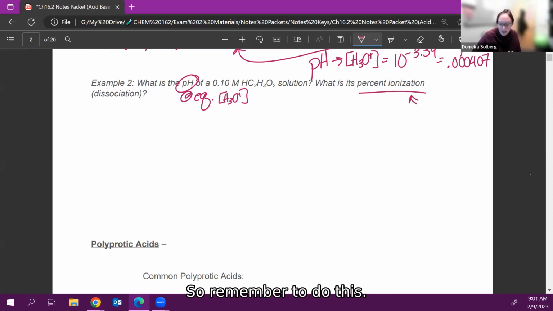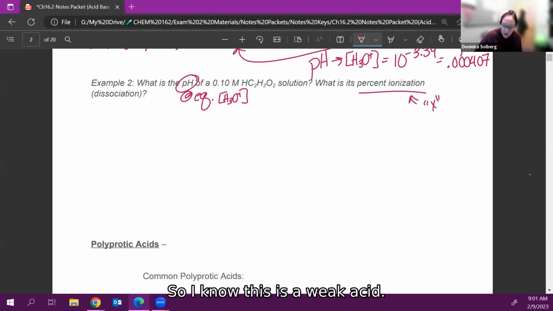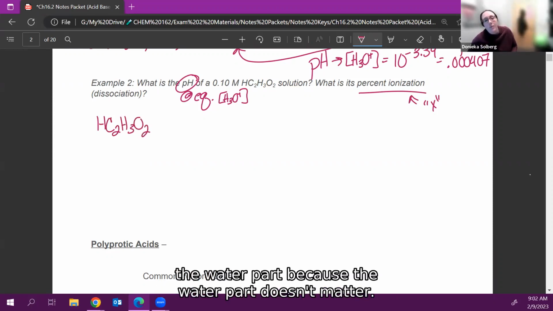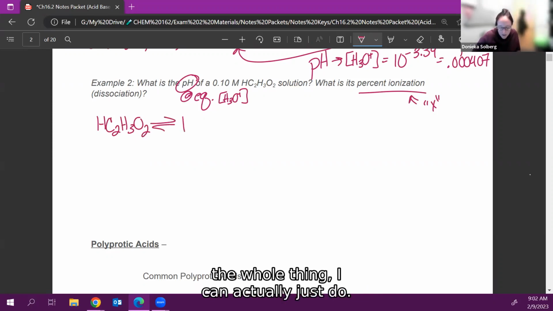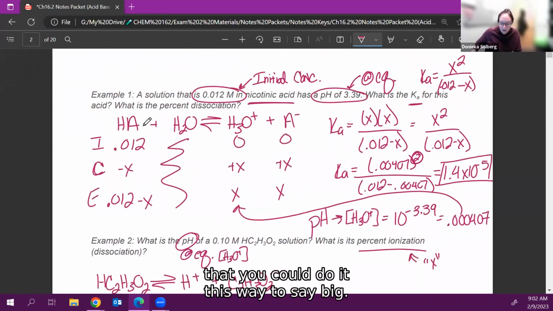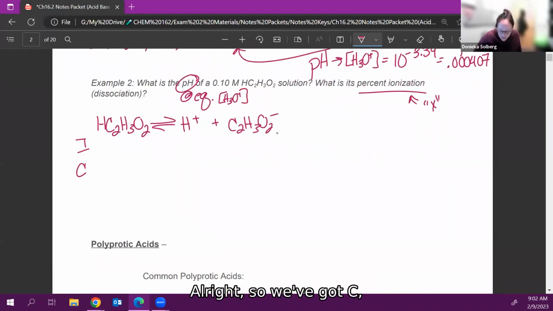So remember, to do this, I'm looking for X, whatever X is. All right. So I know this is a weak acid. I know I got to do ICE. So I'm going to go ahead and write it out. HC2H3O2. Now I'm going to start dropping the water part because the water part doesn't matter. And so instead of writing that whole thing, I can actually just do H plus and C2H3O2 minus. Both are appropriate, this equation or including the water. And you can do it this way too. Same thing.